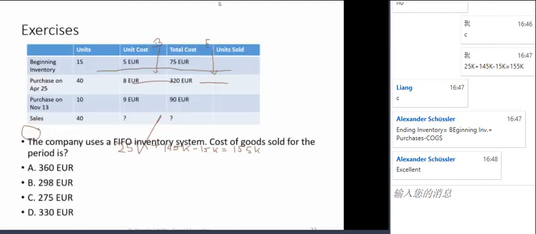Good. Then let's move to the next one. Here we have a company which uses FIFO. Yeah, which uses FIFO, and we have to calculate cost of goods sold for the period. So try to solve this. Here you have the exercise, the assumptions of the exercise.